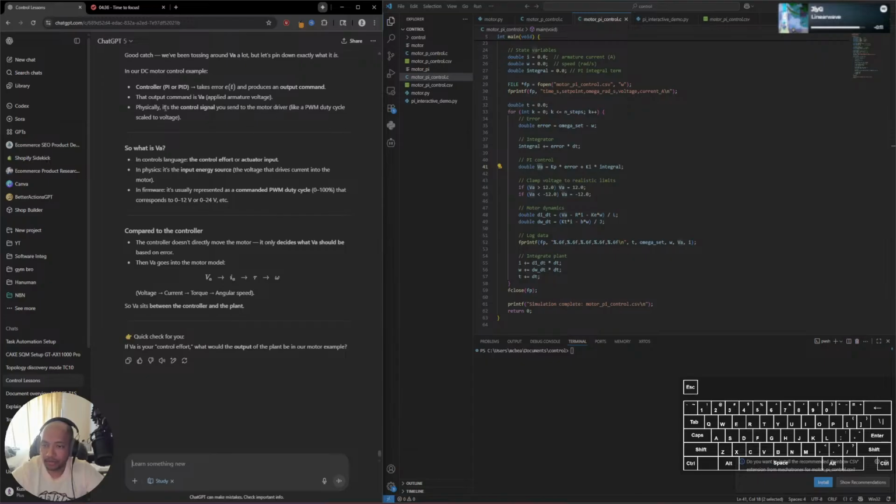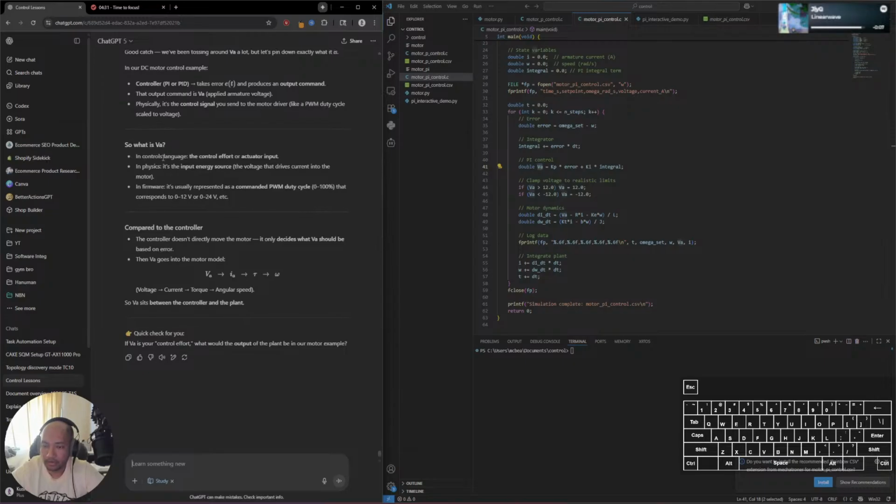Applied armature voltage. It's the control signal. You send it to the motor driver. The controls layer uses it to control the effort, the actuator input. In physics, it's the input energy source. Okay, so essentially the VA is considered the input energy source. So we want to control the input energy source.